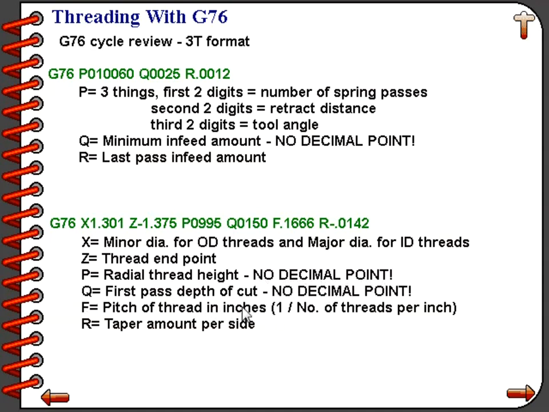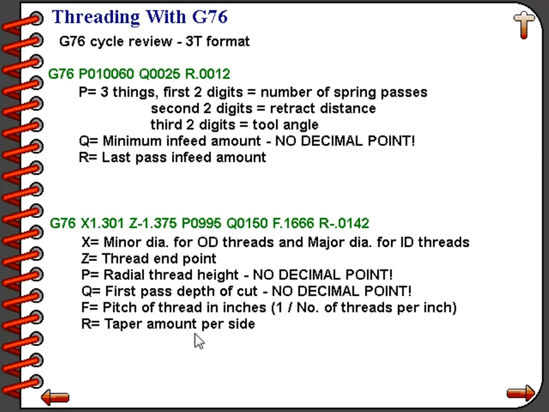The F word would be equal to the pitch of the thread in inches. The specification on a blueprint is going to give you the pitch as specified by the number of threads per inch. To convert that to the pitch in inches, we take 1, as in 1 inch, divided by the number of threads per inch.